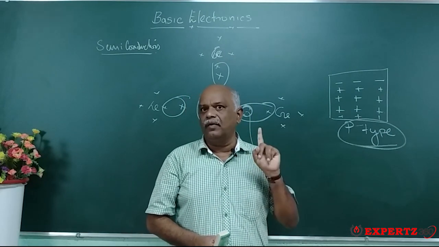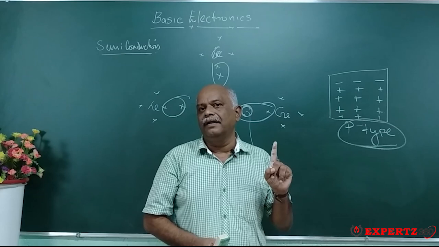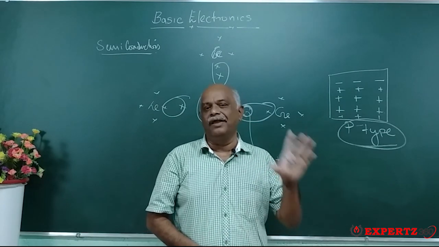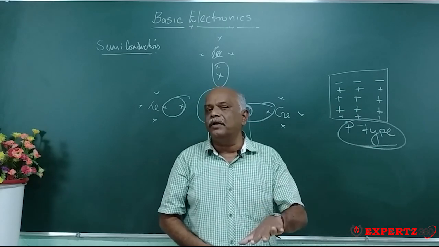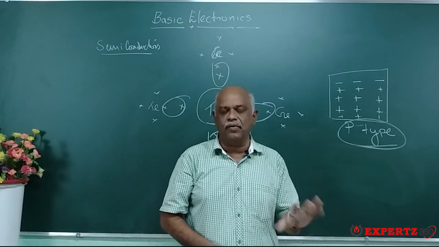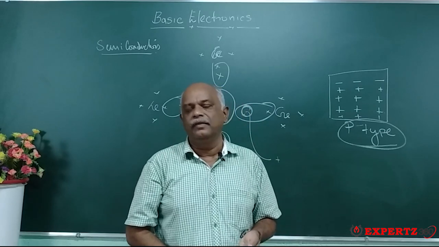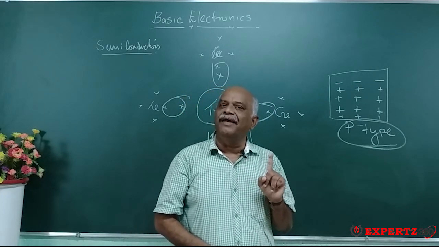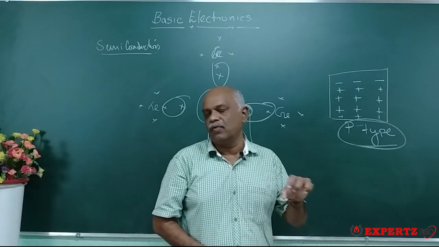The main thing you have to remember, very, very important: a semiconductor at absolute zero acts as an insulator. When I bring it to room temperature, it is going to conduct. The bonds are going to get broken and it is going to conduct. The flow of electrons is in the conduction band, and the flow of holes is in the valence band. These things we have to remember.